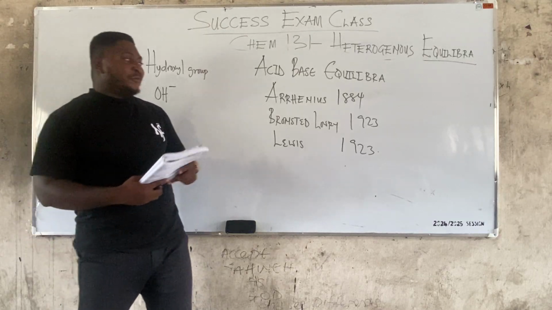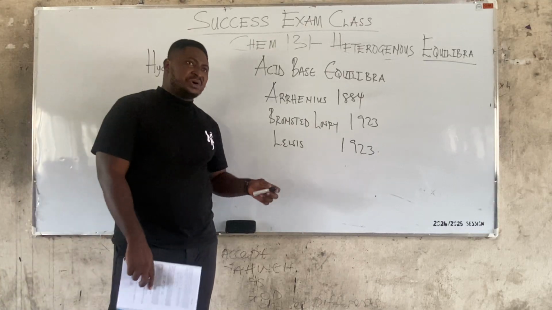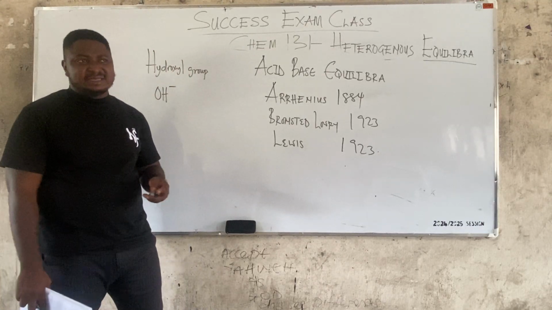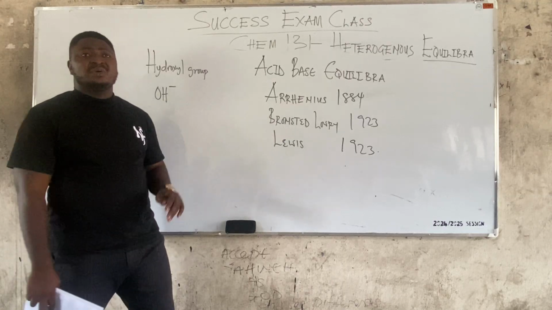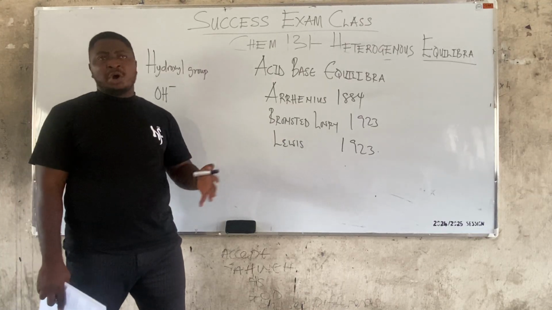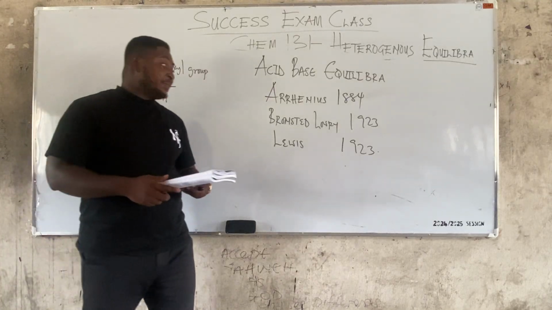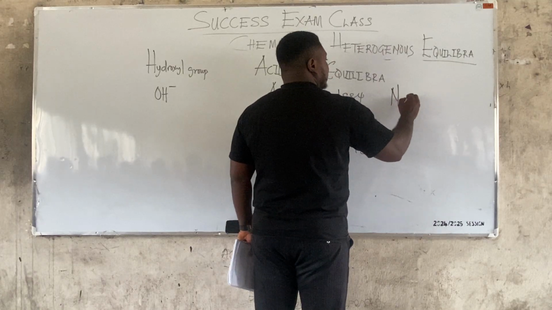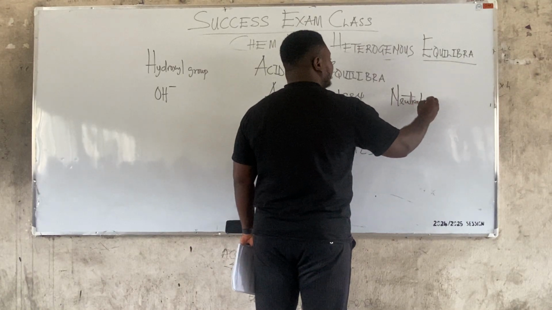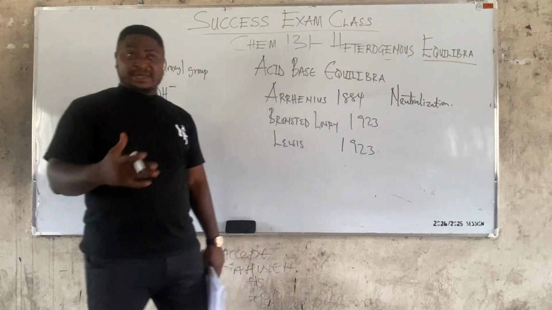But class, if we only stop at Arrhenius' definition of acid and base, it means that anybody that does not have OH or H will not be referred to as an acid or base. So Arrhenius theory has limitation, it's limited. Where hydrogen and OH minus do not work, other definitions must come in. Before we go to the Bronsted-Lowry, Arrhenius also defined neutralization. What is Arrhenius' definition of neutralization? We all know that neutralization is acid and base giving salt and water, right?